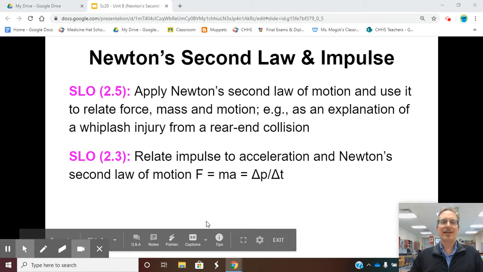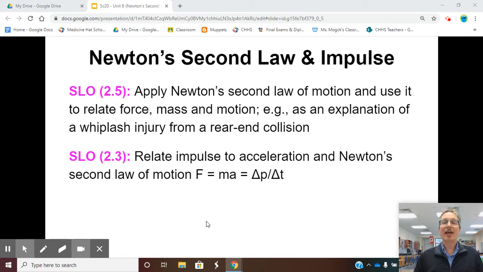Hello, Science 20s. Our lesson today is going to be on Newton's second law and impulse.